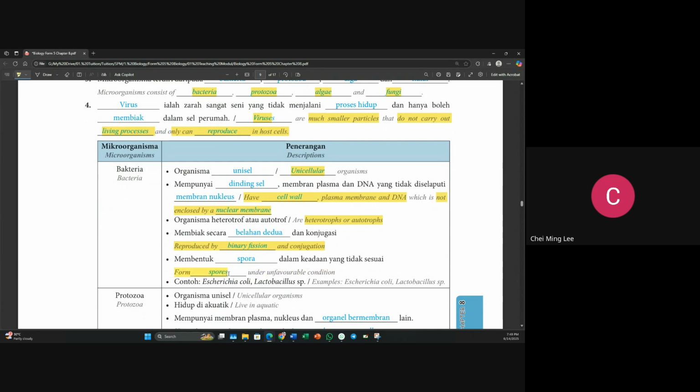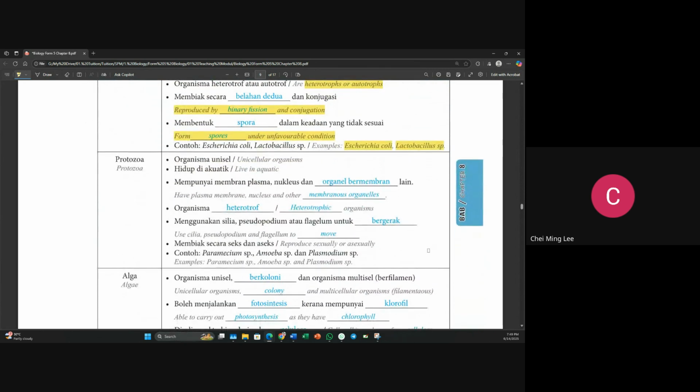So it can form spore under the unfavorable condition, or we say under extreme condition. So for example, Escherichia coli and Lactobacillus species. Lactobacillus are those that we use to make yogurt. Protozoa. Yes, normally we put it in milk and then they will change it into yogurt.